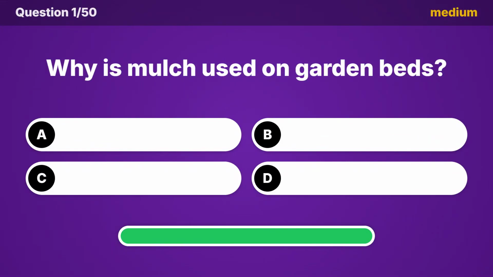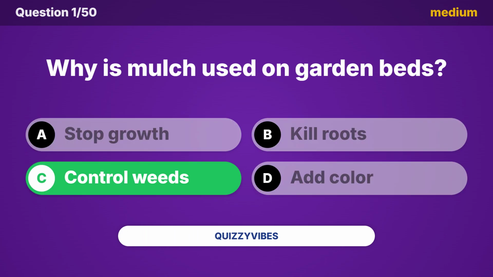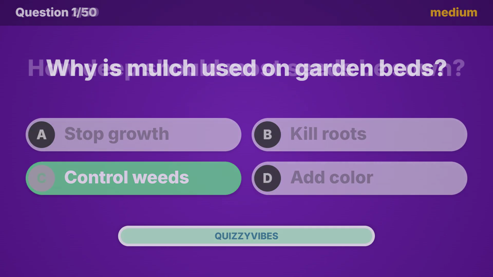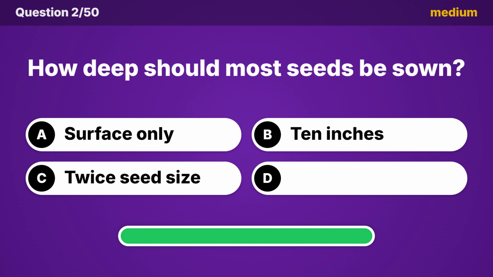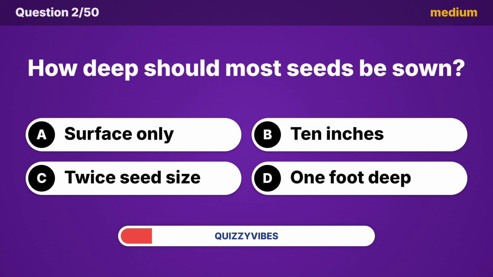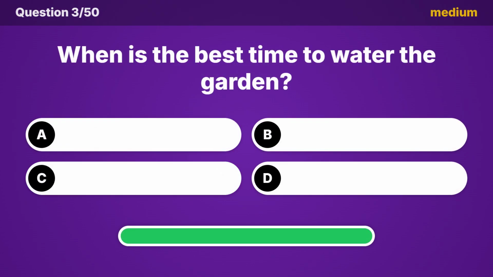Why is mulch used on garden beds? Answer: control weeds. How deep should most seeds be sown? And the answer is twice seed size. When is the best time to water the garden?